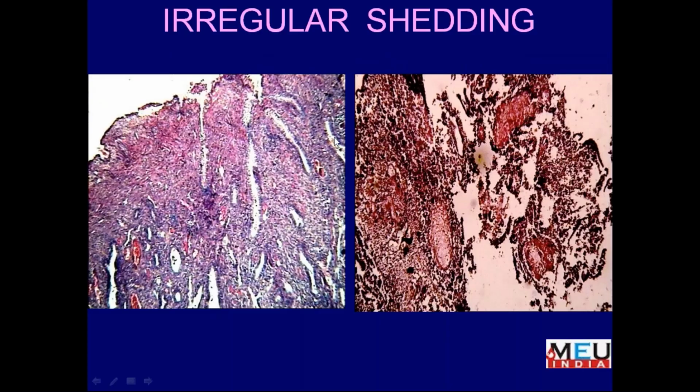Now, this is the irregular shedding. Even during the menstrual phase, or even after that, the progesteronic phase continues, and irregular bleeding keeps on continuing during the entire menstrual cycle.